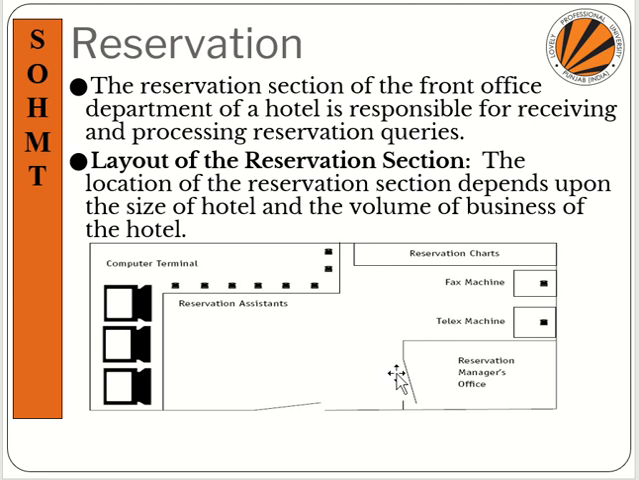First is the reservation section. The reservation section of the front office department of a hotel is responsible for receiving and processing reservation queries. Basically, they are taking all the bookings and reservations for the hotel. When we have such a department in the hotel itself, it is known as the unit reservations.